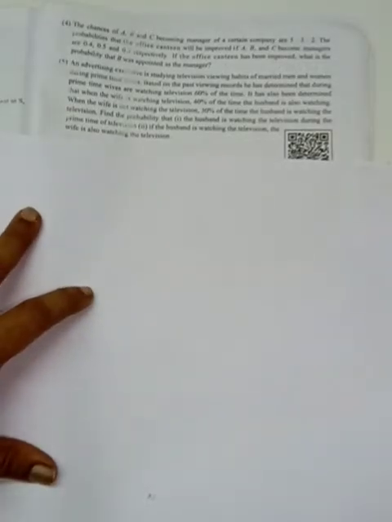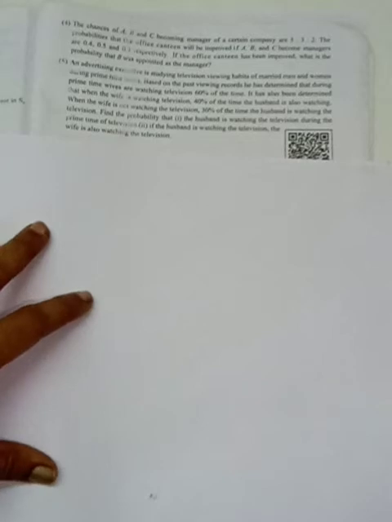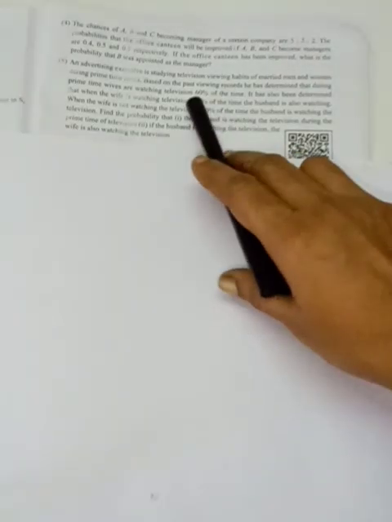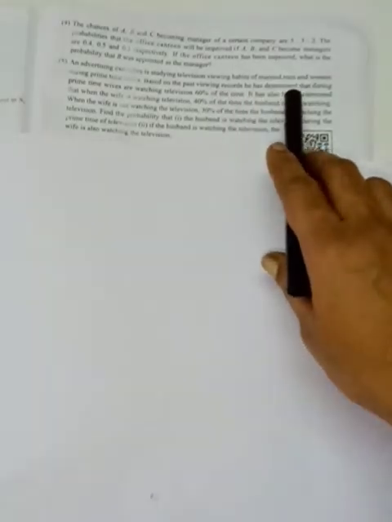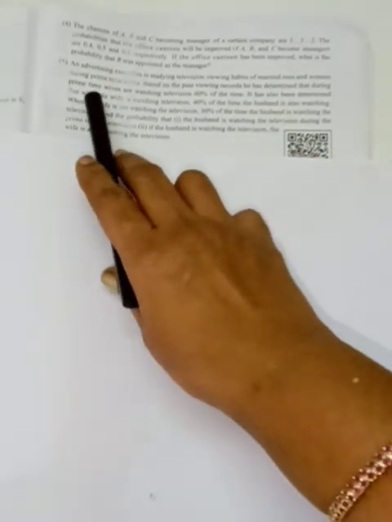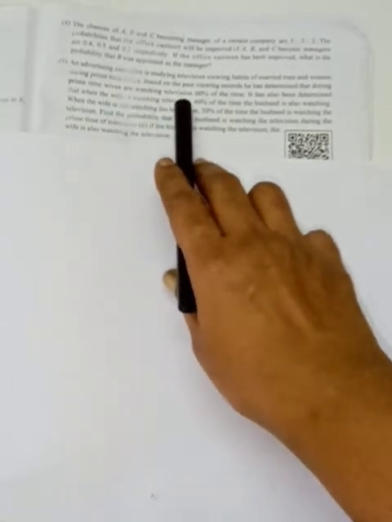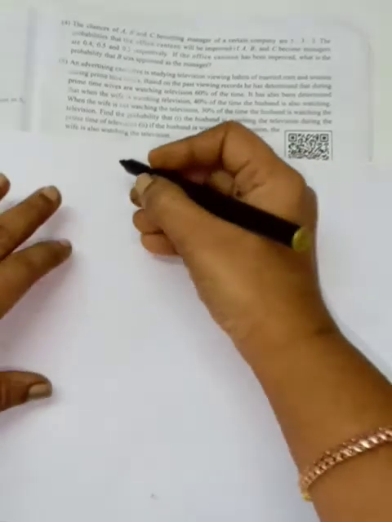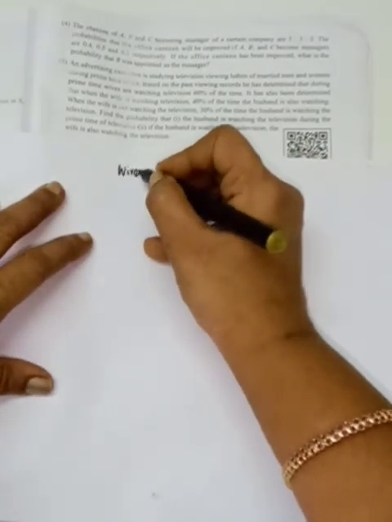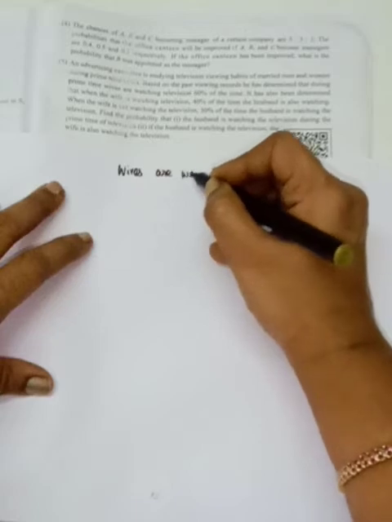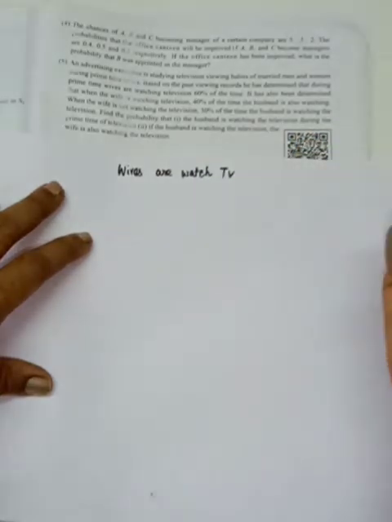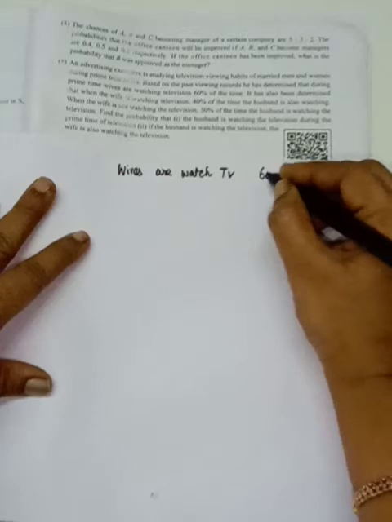See the fifth problem. An advertising executive is studying television viewing habits of married men and women during prime time hours. Based on the past viewing records, he has determined that during prime time, wives are watching television 60% of the time. You see that now? Wives are watching television during the prime time is 60%.